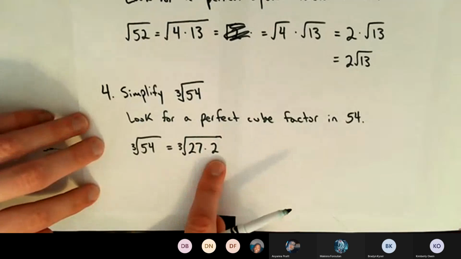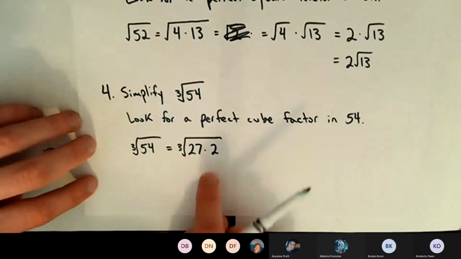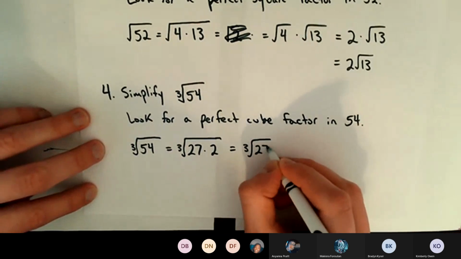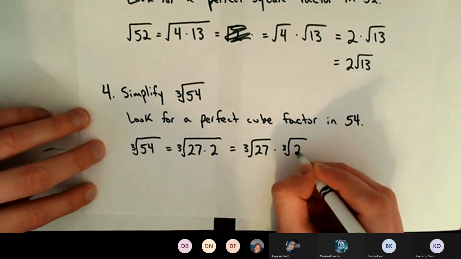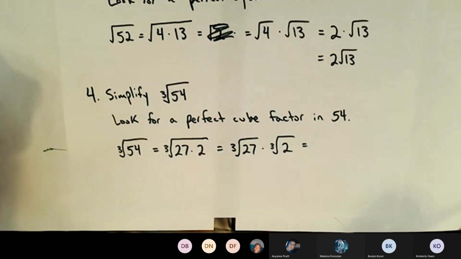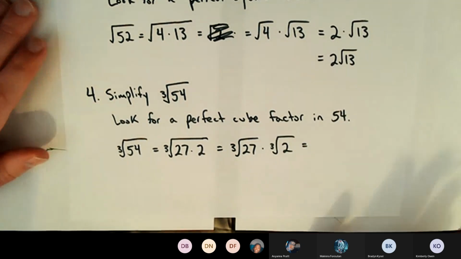And how do you find out what the other factor is? Just divide it, right? Just take 54, plug it into your calculator, and you'll get 2. And now I can split it. Split it, and I have to know what the cube root of 27 is, right? I have to know that, and it is 3.